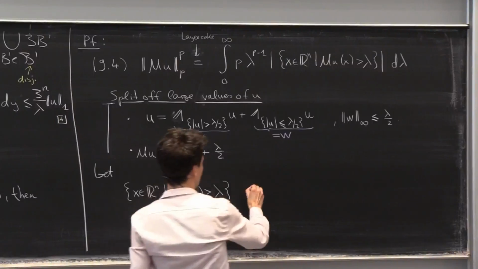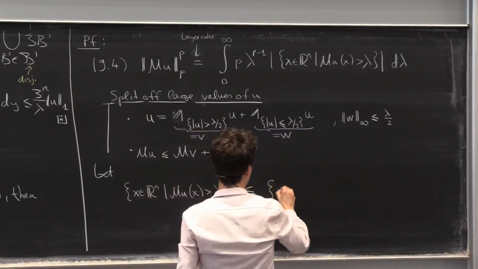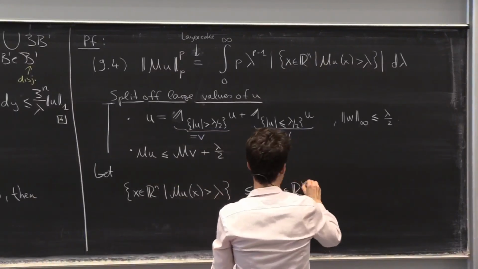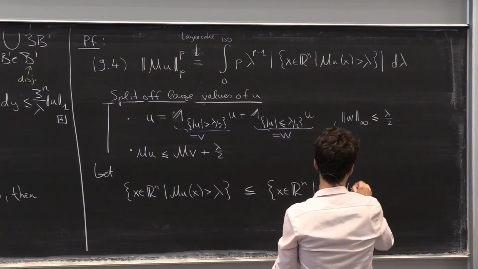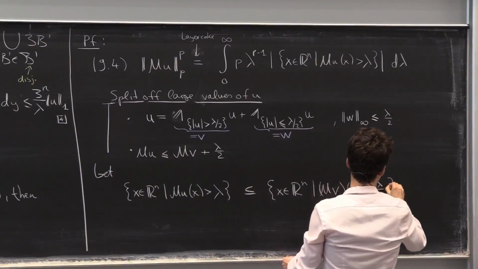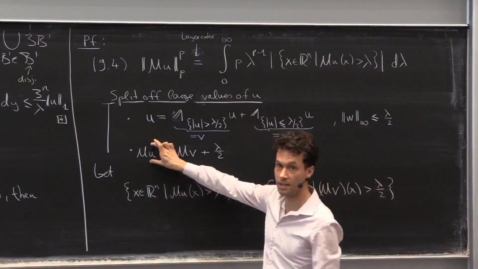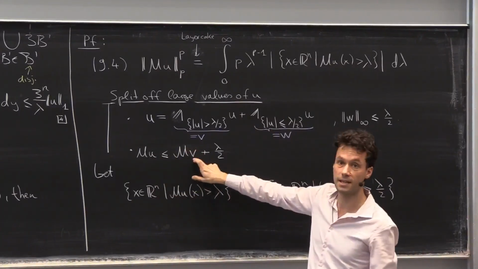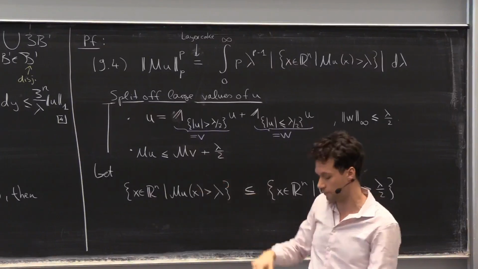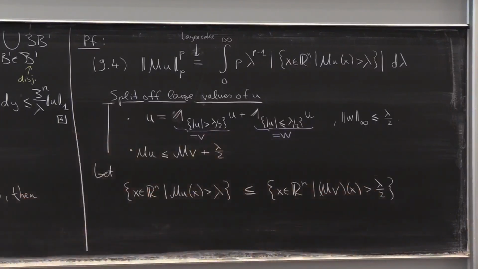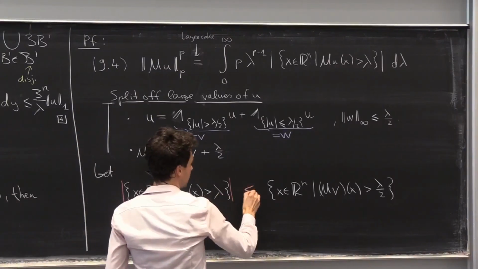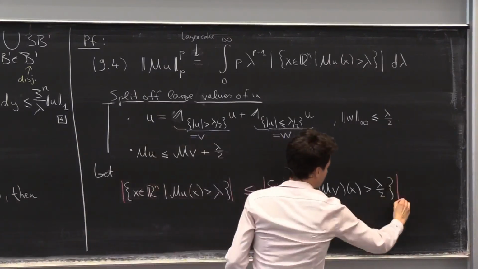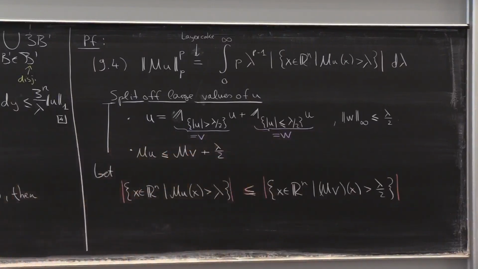Okay, so this is contained in the set of all x such that the maximal function of v is going to be larger than lambda over 2. This can only be true if this is larger than lambda over 2. Just bring lambda over 2 to the other side. So I have an inclusion, and now I'm going to take measures. So then this is less or equal, and I can bound the measure.